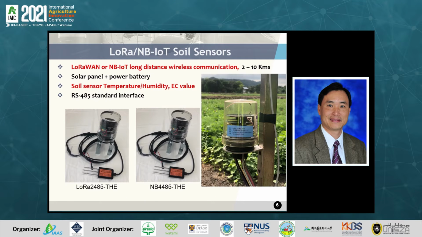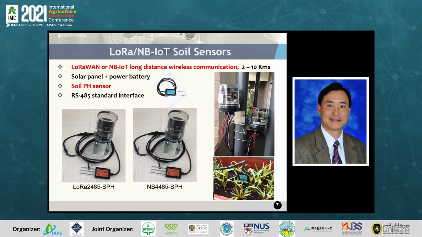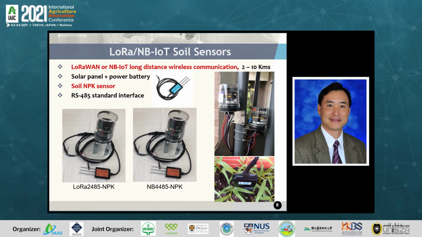And for the soil sensors, we also developed LoRa and NB-IoT communications with solar panel. And the soil sensors, we provide temperature, humidity, and the EC value. The second one, soil sensor, is the same technology but with a pH sensor. And then we also provide the NPK sensors.